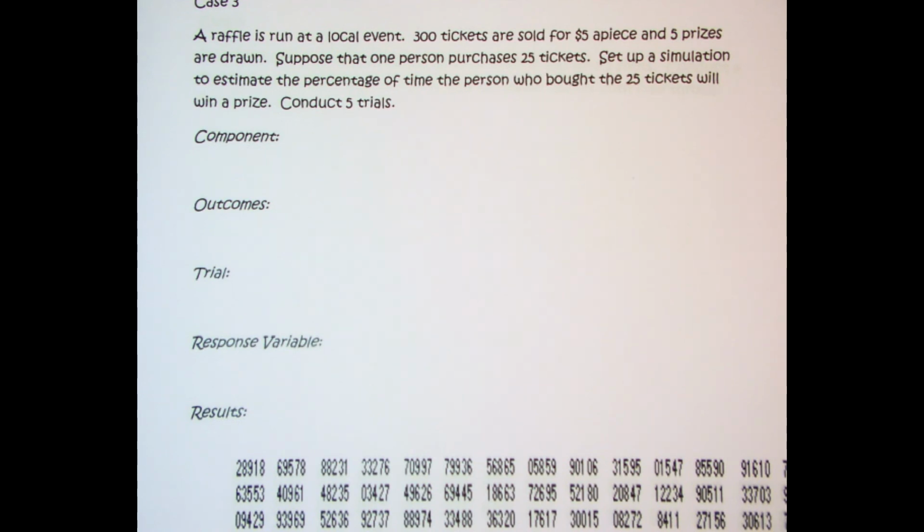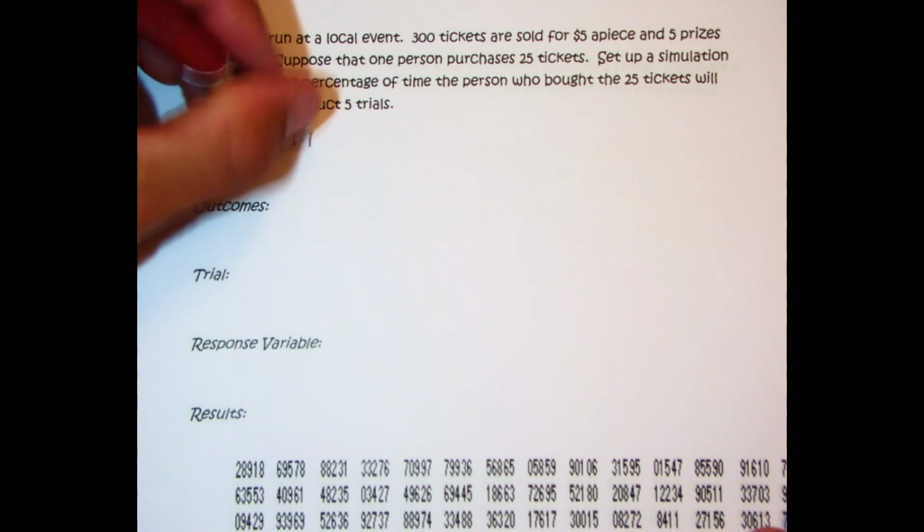Now, the issue here whenever you're dealing with a raffle is one of replacement. So you may be tempted to say, oh, 25 out of 300 is like 8.3%. So if I could simulate 8.3%, then I would be okay. But in reality, that wouldn't work, because we have to be careful that we don't draw the same ticket twice. So our component here is going to be 1 raffle ticket.